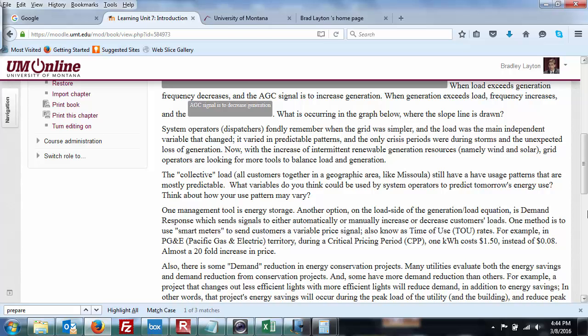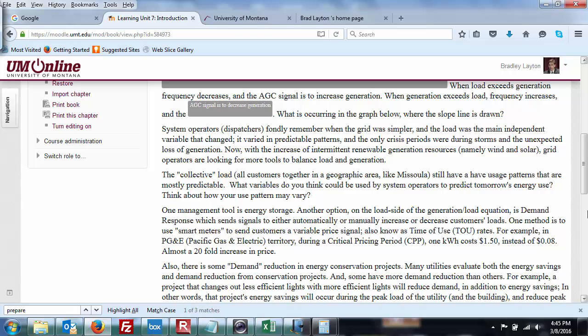Okay, grid operators are looking for more tools to balance load and generation. The collective load, all customers together in like Missoula, still have usage patterns that are mostly predictable. What variables do you think could be used by a system to predict tomorrow's energy use? Well, the weather.